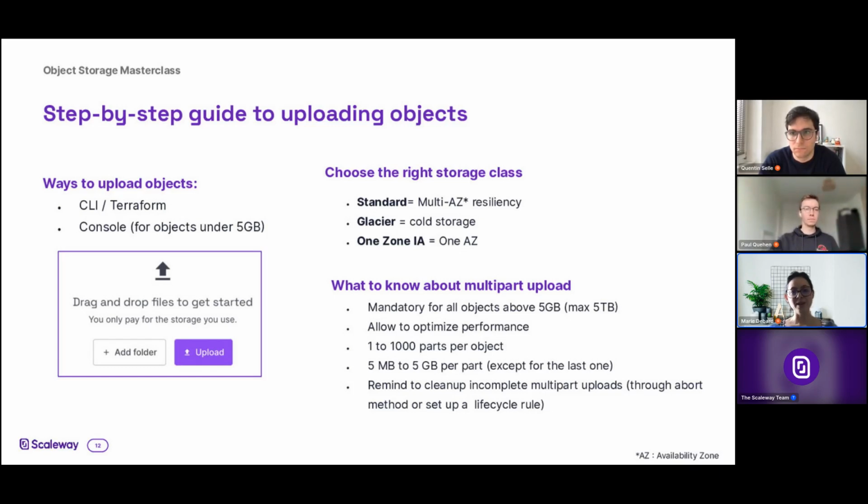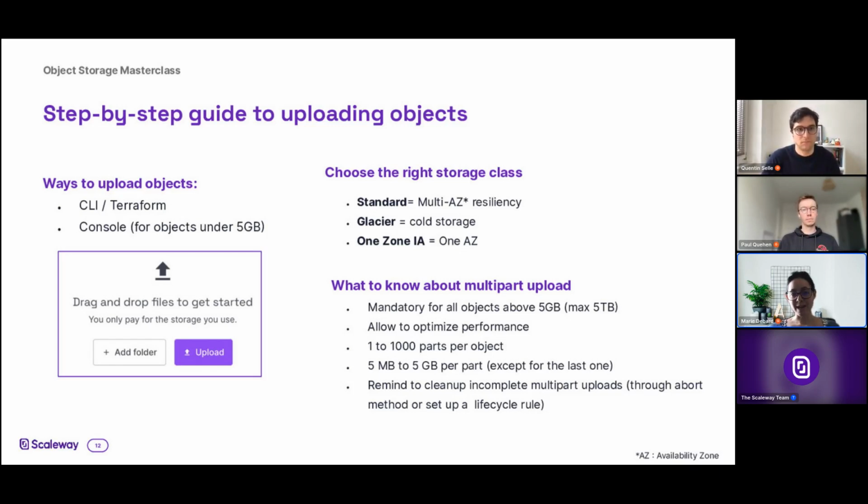What to know is that there is the multi-part upload method, which is mandatory for objects above 5 gigabytes in size. As a reminder, for object storage, you can upload objects up to 5 terabytes. But the multi-part upload method can also be used to upload objects while optimizing your performance. For that, you upload objects in parts. We recommend that your parts are equally sized, except for the last one, of course.